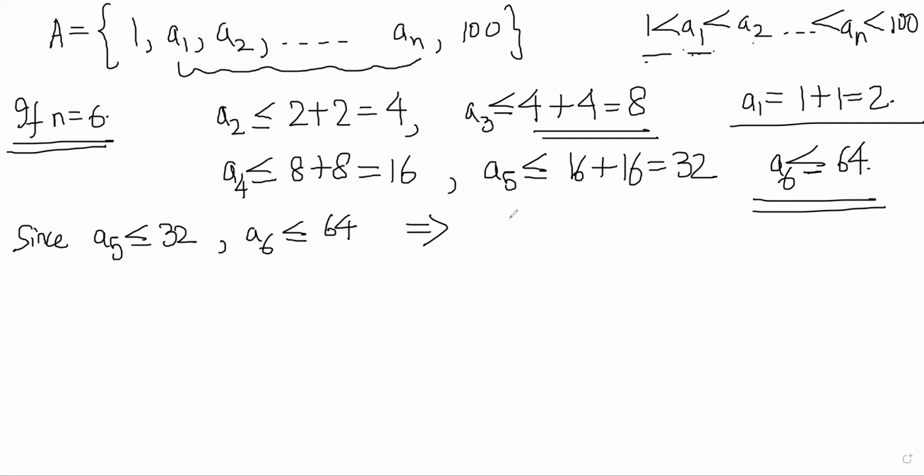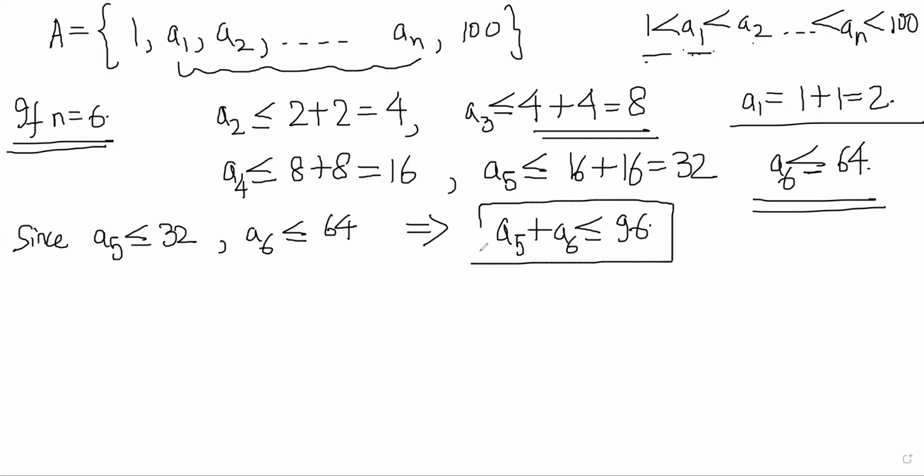Now, since A5 is less than or equal to 32 and A6 is less than or equal to 64, we get that A5 plus A6 is less than or equal to 96. Then the next number is 100. How will 100 be the sum of A5 plus A6? It cannot be. So 100 cannot be the sum of the previous 2 numbers, A5 plus A6.